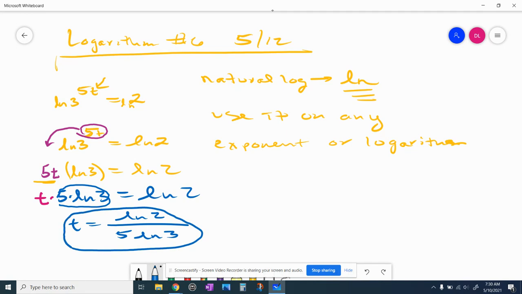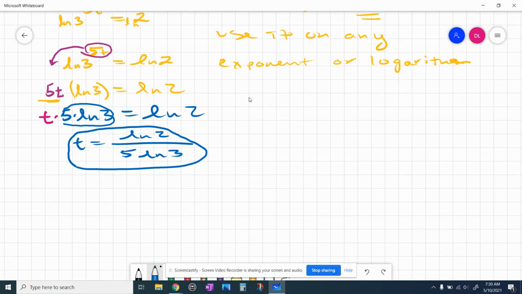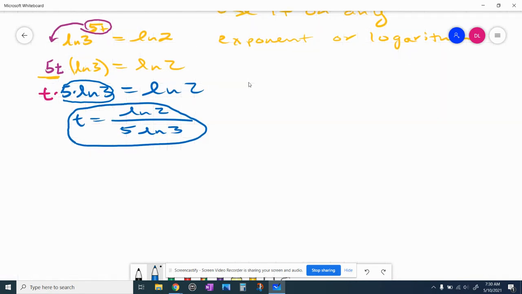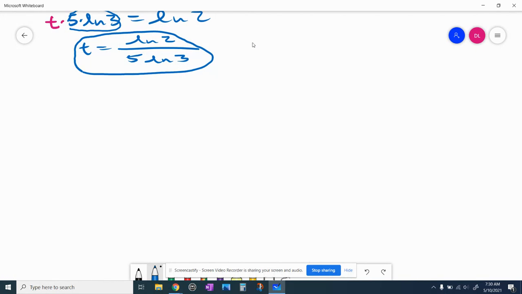Using natural log and the properties help clean up the problems, okay? So that's why we use natural log that way. Makes it a little bit easier to deal with.